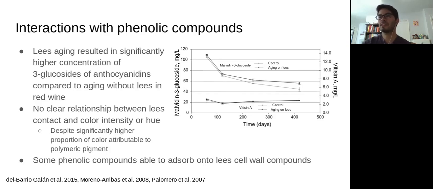The likely reason for this is that anthocyanins are adsorbed onto the lees cell walls, which is then preventing them from being oxidized or basically participating in other reactions. Vitisin A, on the other hand, as shown down here, didn't show a difference with lees aging, and neither did the other pyranoanthocyanins. But this result is expected since they're considered to be a form of stabilized pigment. So although we do see differences in color compounds, there really is no clear relationship between this and the wine's color intensity or hue.